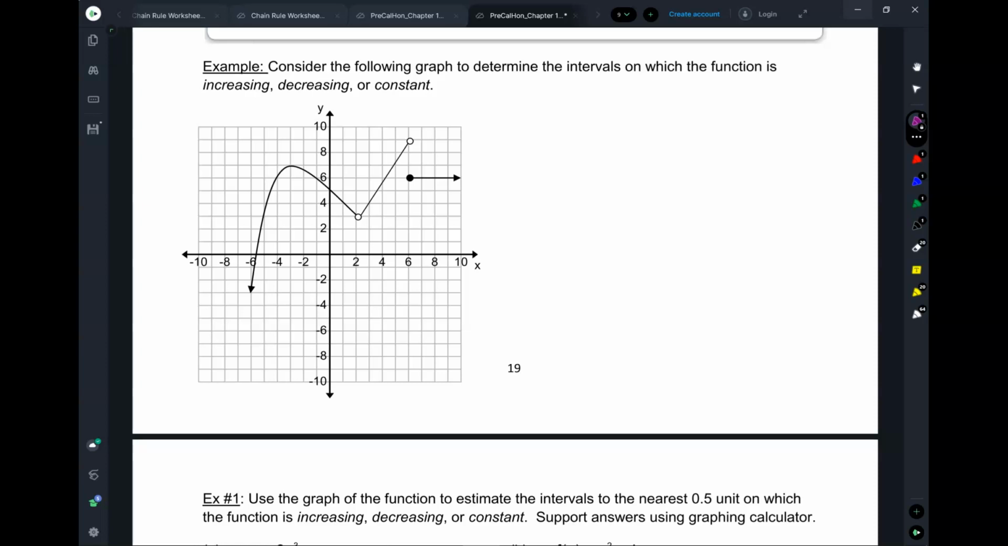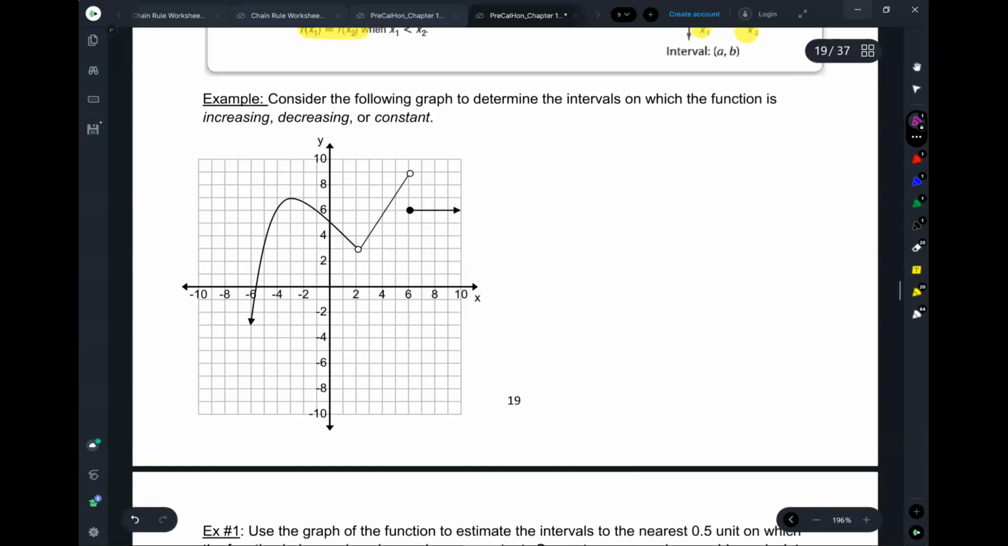That's number one. Number two, when we talk about increasing and decreasing, we talk about the x values over which something is increasing or decreasing. So not the y values. Here, it says consider the following graph to determine the intervals on which the function is increasing, decreasing, or constant. So when you say intervals, we are talking about the x values.